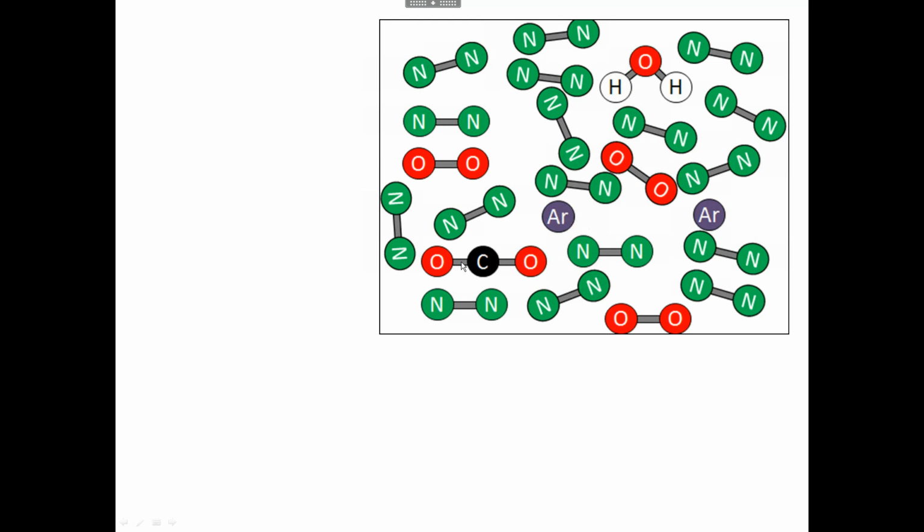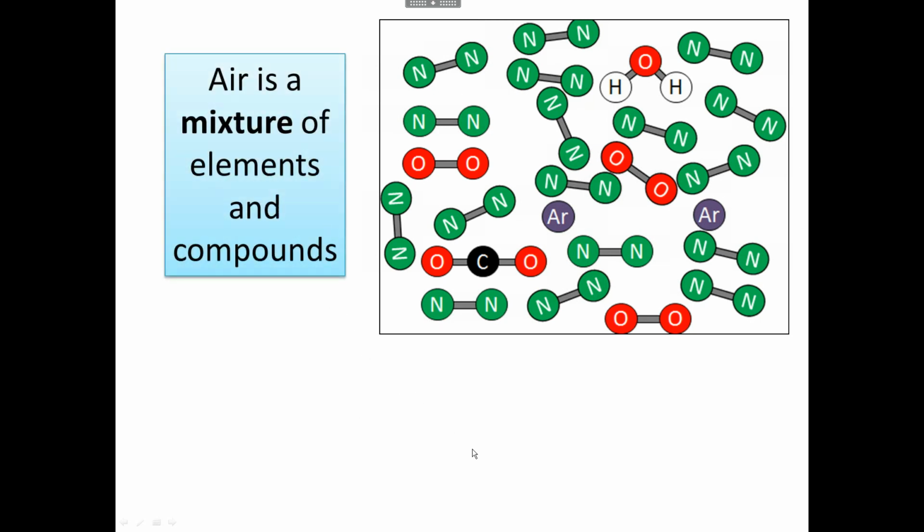That's another element. But here we have carbon dioxide, a compound, different types of atoms bonded together. And up here, water, H2O. More than one type of atom bonded together is a compound. Now, these chemicals are all mixed together in air. Air is a mixture of elements and compounds.